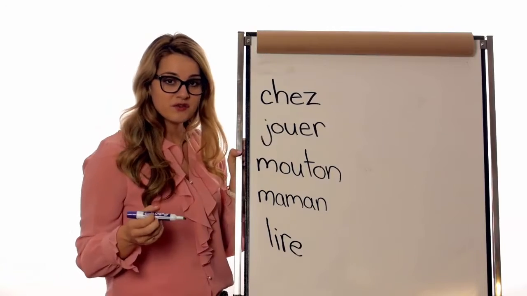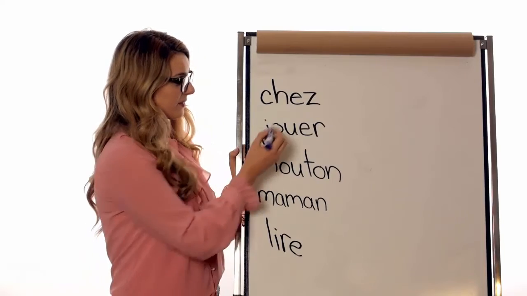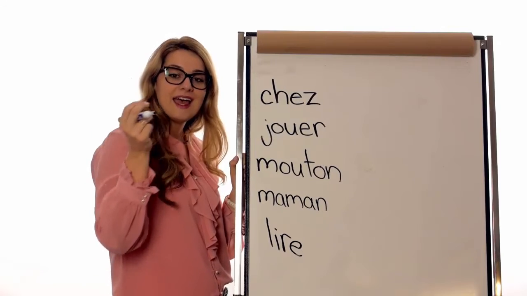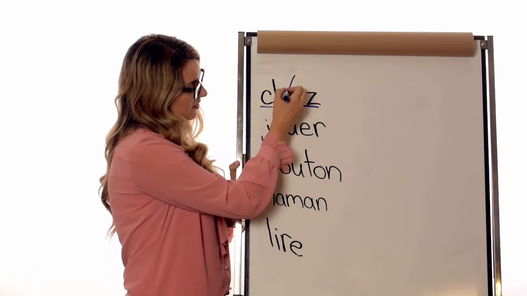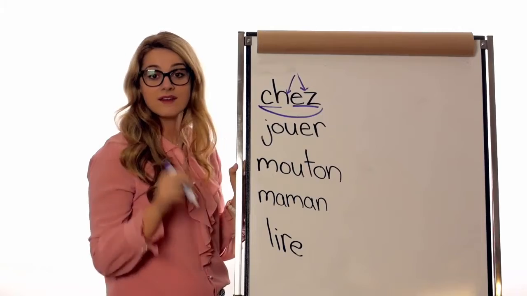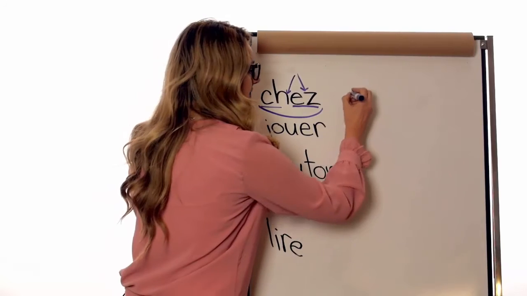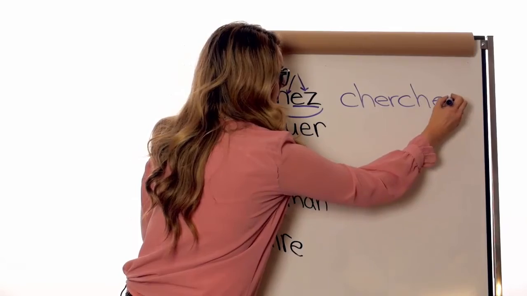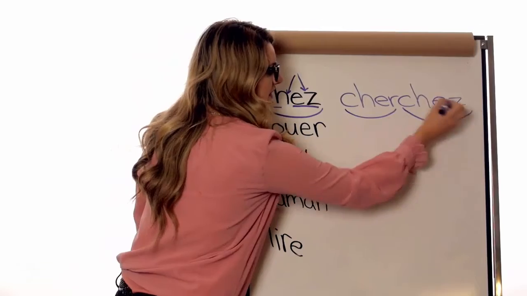So the CH in French makes the sound sh, sh, okay? And then we had already seen the Z, which is A. So we have sh and A. Here we have the sh and here we have the A. So it's she. Okay? That's one syllable. If we had a word like chercher, we have 2 syllables. We have cher and she.